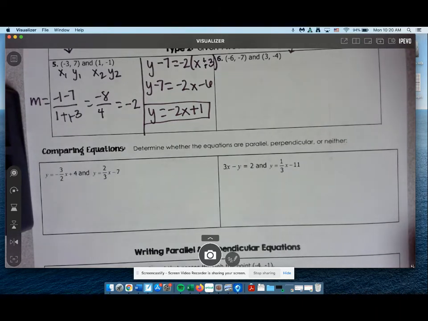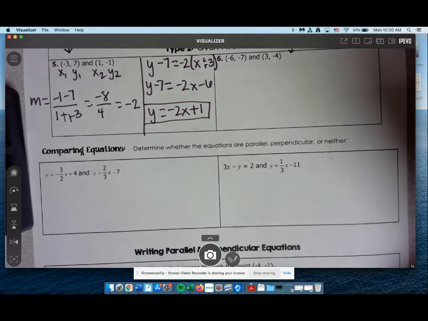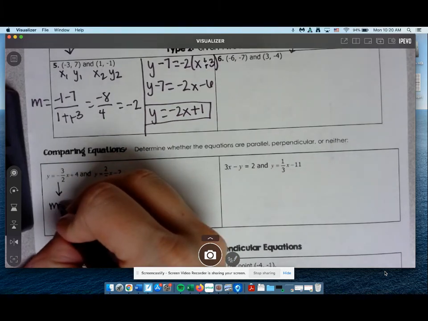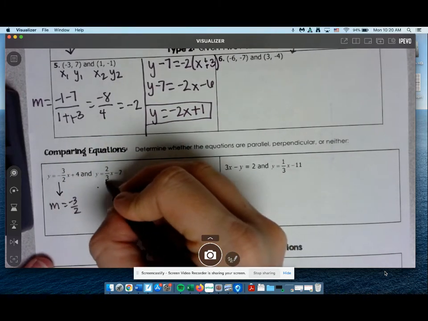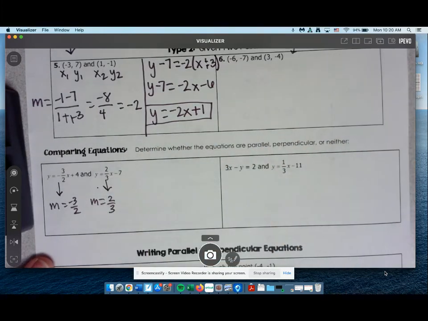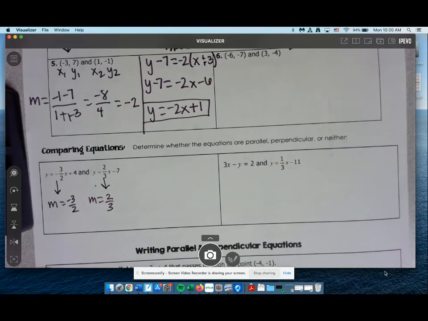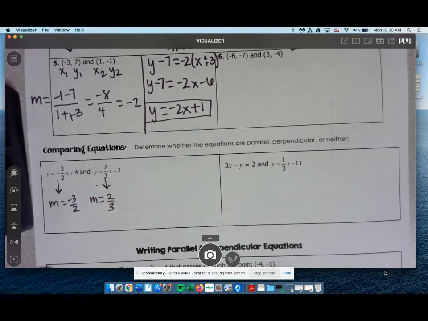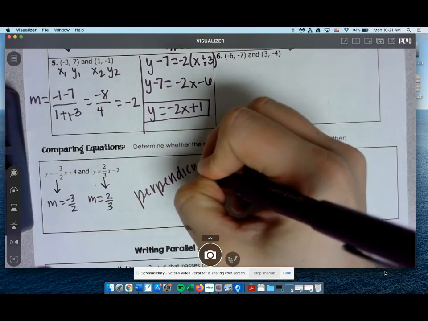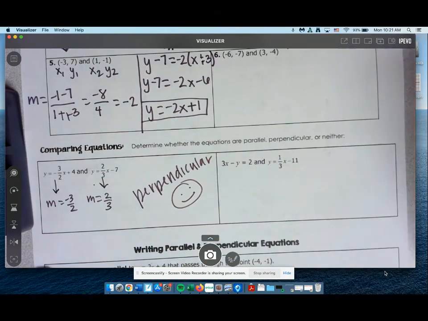Okay, and now we're kind of to the part where we can write equations of parallel and perpendicular lines. So first off, it says determine whether the equations are parallel, perpendicular, or neither. So we just have to compare their slope. If I look at this one, the slope of this line is negative 3 over 2. The slope of this line is 2 over 3. So if I'm just focusing in on that, I do notice I have one positive, one negative, and they are reciprocals of each other. So these would be perpendicular. Yay. They are perpendicular.